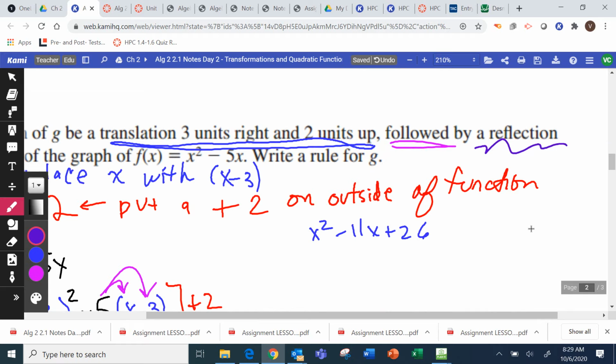Reflection in the y-axis. Is that a horizontal or a vertical reflection in the y-axis? Horizontal or vertical? Is this the y-axis? This is what kind of transformation? Jackson. Horizontal.